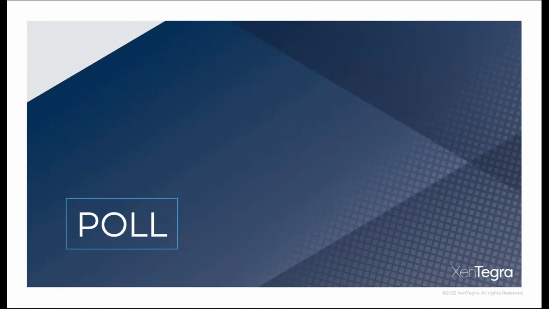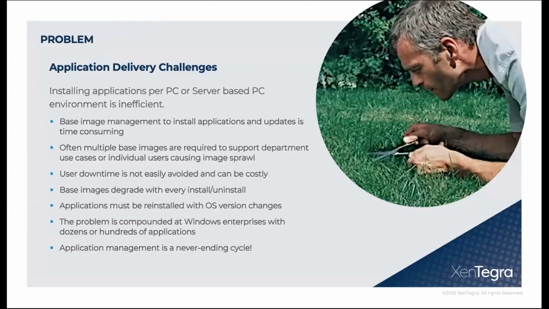Okay, so let's talk about the problem, right? There's a reason most of you came to this workshop today. Most likely issues with your current application delivery or image management strategy. So when we talk about application delivery, what sort of challenges or issues are we trying to solve, right? I believe the most common issues are the fact that we're installing apps per PC or per image, and it's really inefficient. It's time consuming, right?